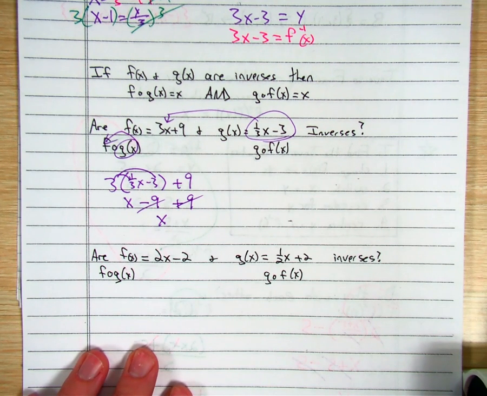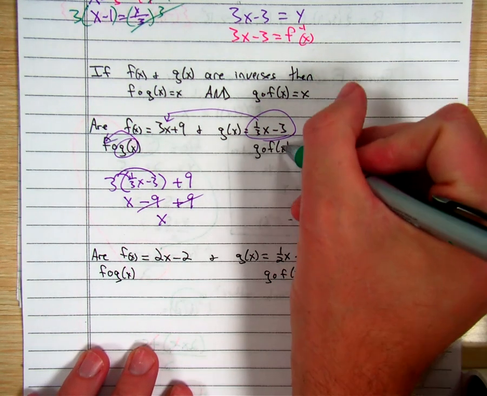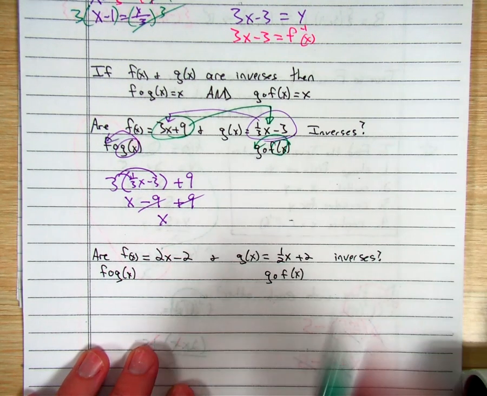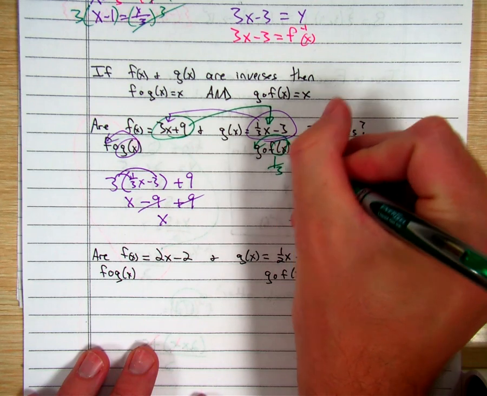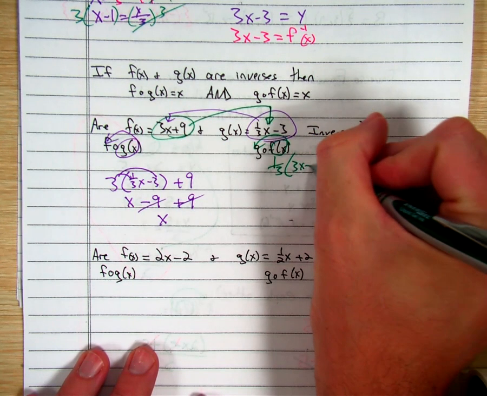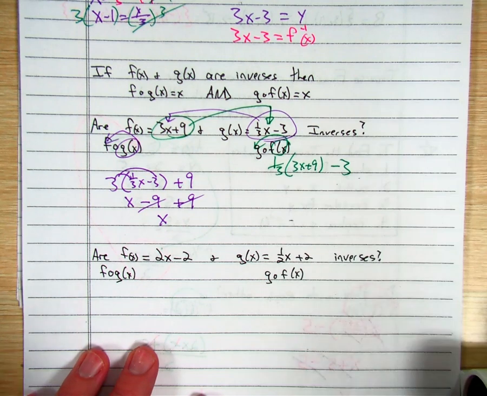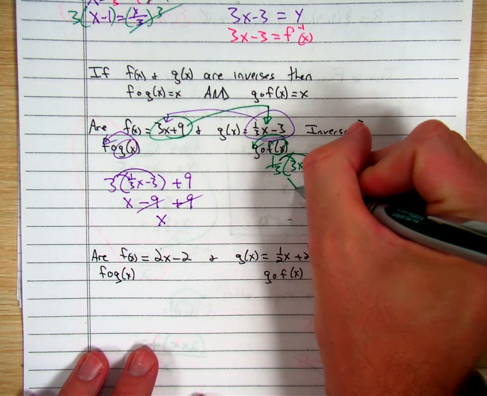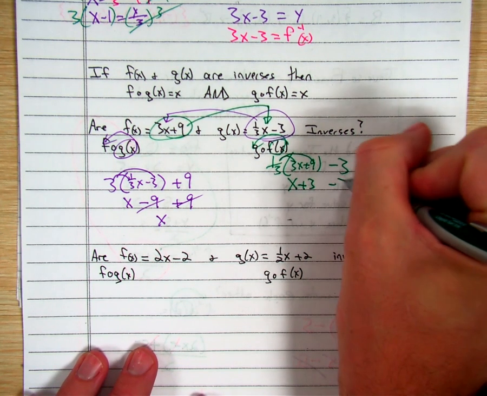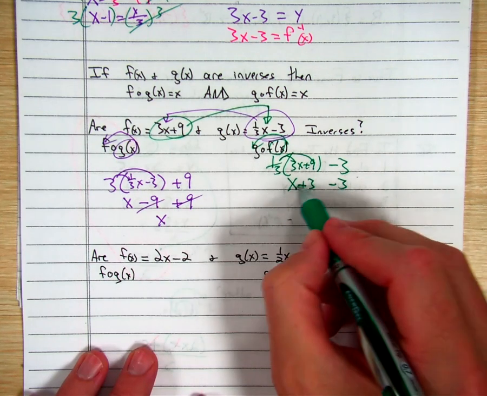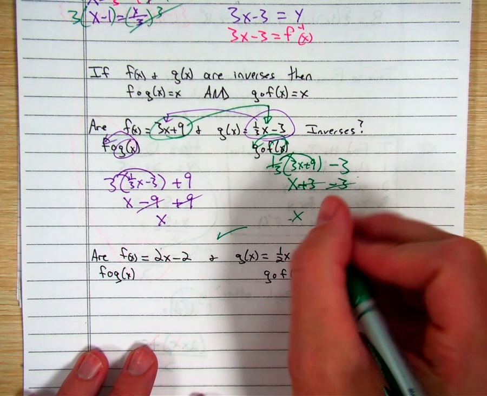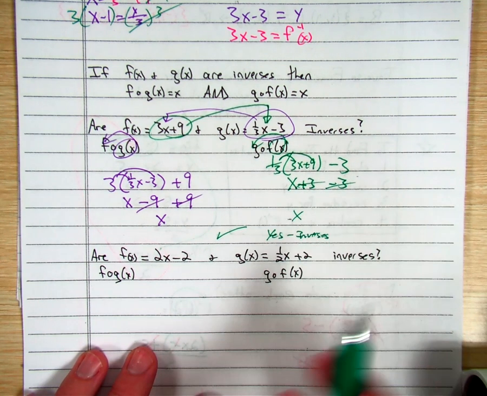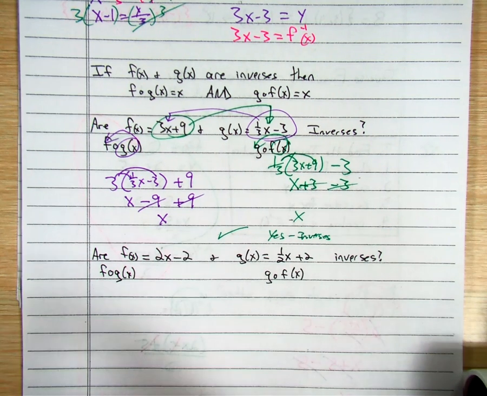But now we have to go the other way. g of f of x. You're putting the f equation into g. Okay, we got 1/3 times (3x plus 9) minus 3. Going to take that 1/3 into both, and that should drop us down to x plus 3 minus 3. Those will cancel, and we just have x. Yes, inverses, because they undo each other or cancel each other out.